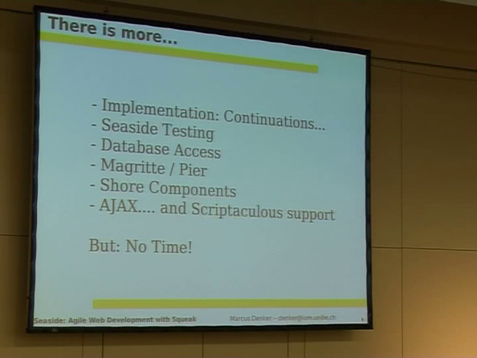Okay, so if I look at the time, I think there is not too much that I can show besides that. I did not show too much, so there is a lot of really cool stuff like database access. I did not talk about anything. Seaside testing, a testing framework for testing Seaside applications. Then Magritte and Pier, very interesting. Magritte is a meta model for describing your domain objects, and then it will render automatically to Seaside. Or a component library with predefined components. And of course, Ajax and Scriptaculous support is there. But we have sadly no time at all to look at that.